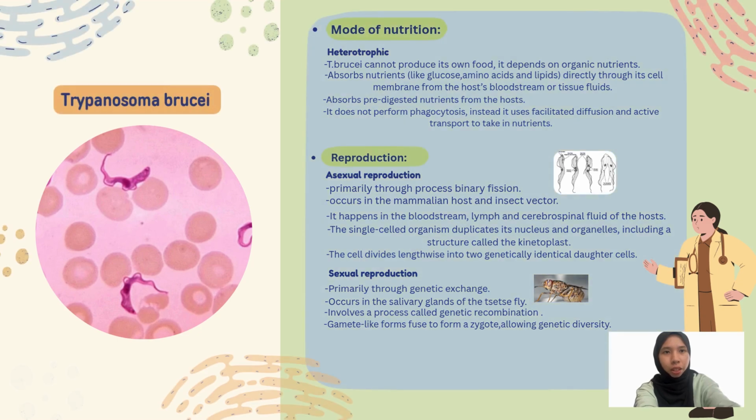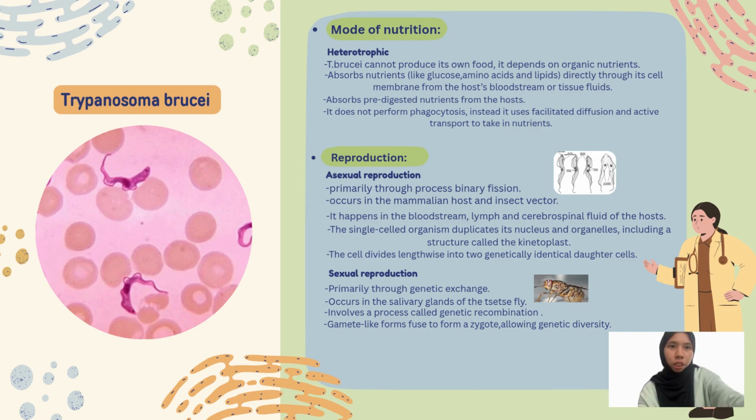The next classification is mode of nutrition. This protista is heterotrophic. It cannot produce its own food, so it depends on organic nutrients. It absorbs nutrients like amino acids, glucose, and lipids through the cell membrane from the host bloodstream or tissues. It absorbs pre-digested nutrients from the host, and it does not perform phagocytosis, so it uses facilitated diffusion and active transport to take in nutrients.